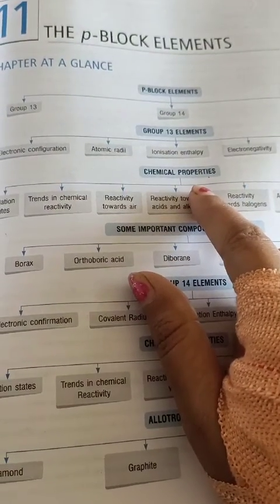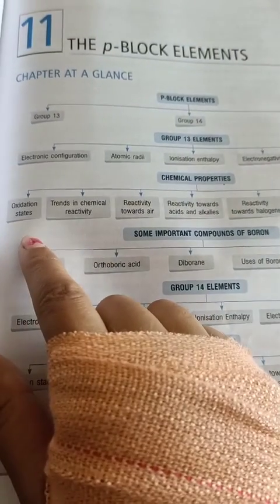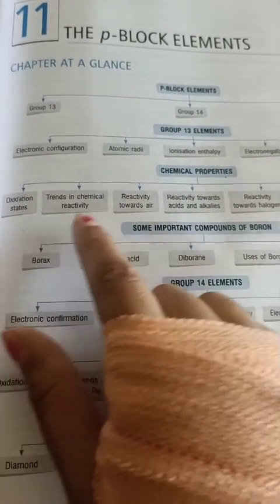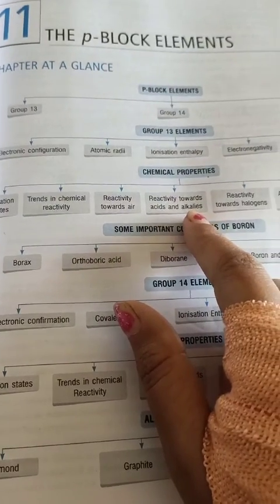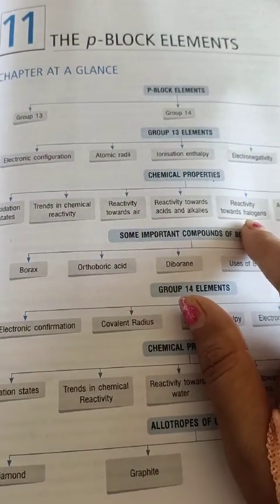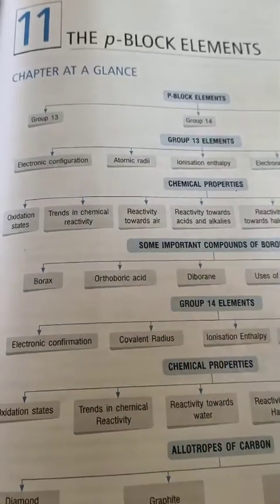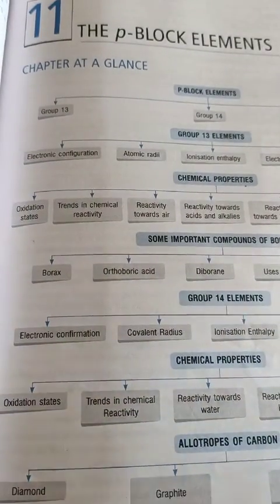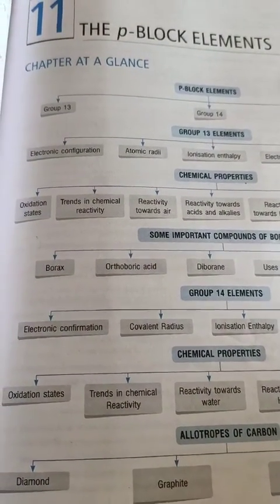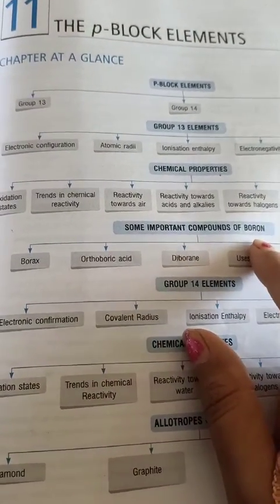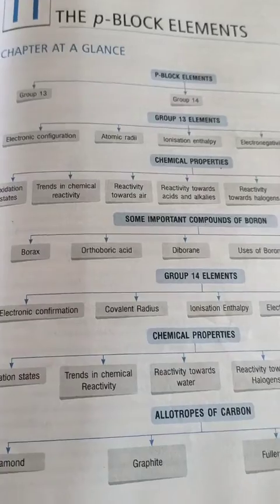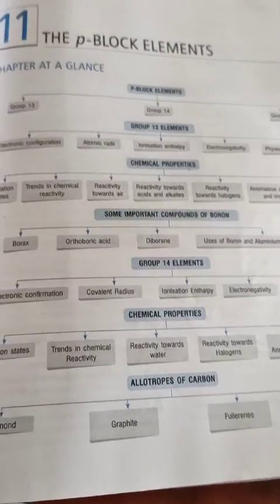When we are talking about the chemical properties, it's the oxidation state, which is very important. Chemical reactivity: reactivity towards air, reactivity towards acids and alkali, reactivity towards halogen. If you learn from the flow chart, all the things are there in the book. After this, next we are talking about compounds of boron: borax, orthoboric acid, diborane and uses of boron.